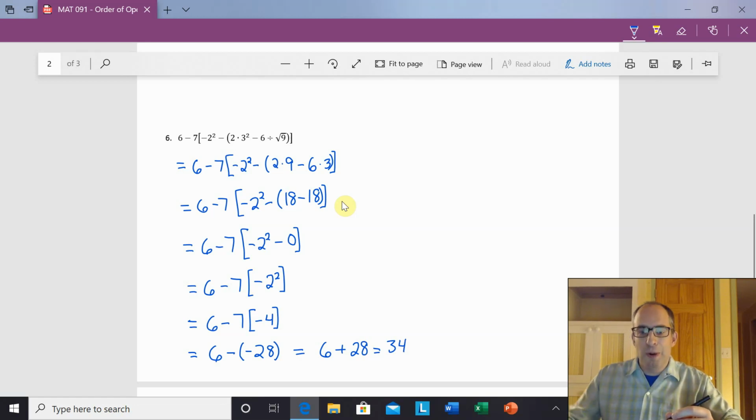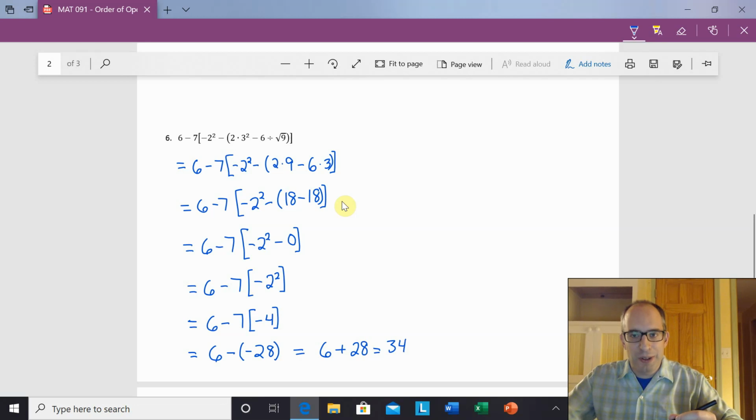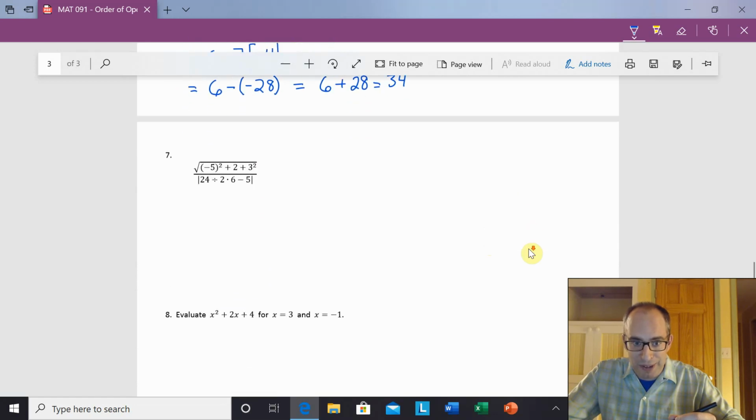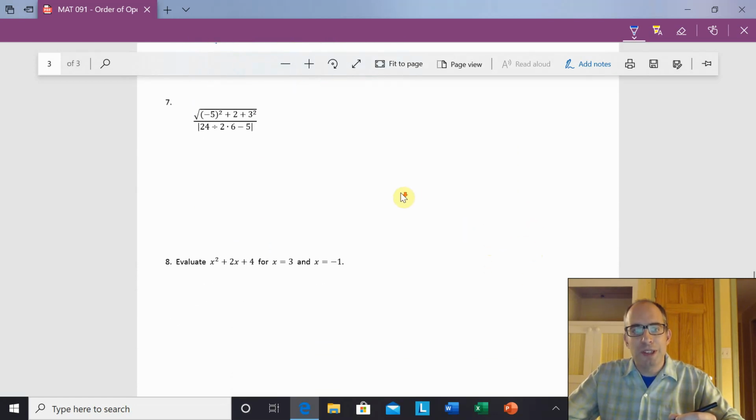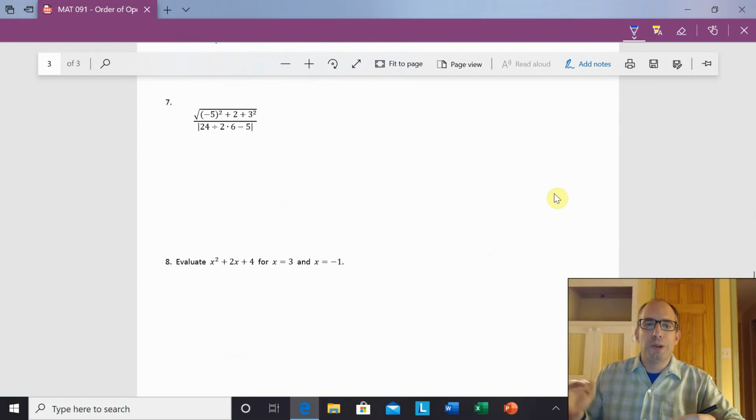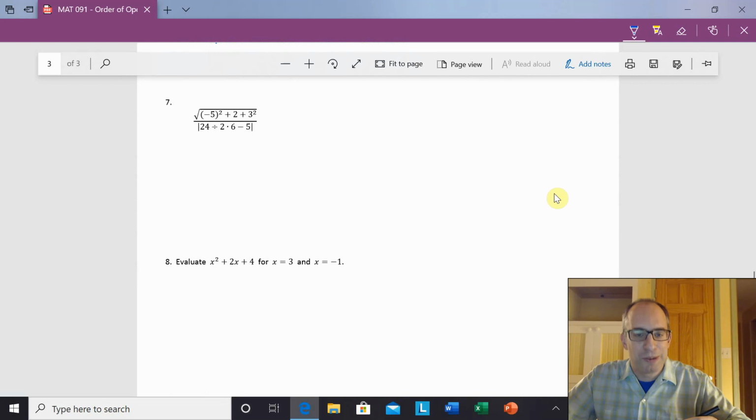All right, so that one, we had grouping symbols inside of other grouping symbols, but it's worth having that come up because that's a thing that occurs, right? So, all right, number 7. Number 7, this is one where it almost looks like you would think, I'm not even sure where to start with this. There's so much going on.